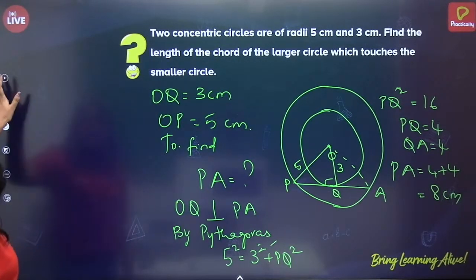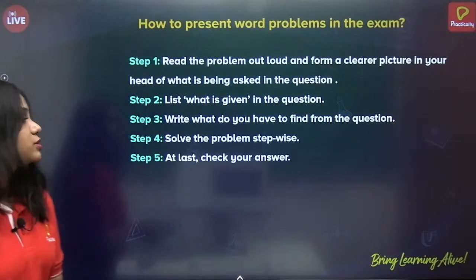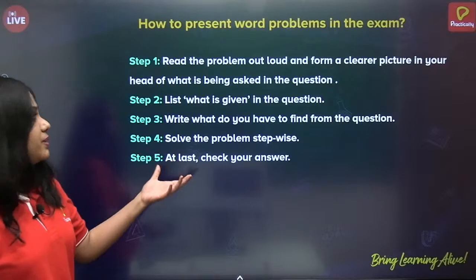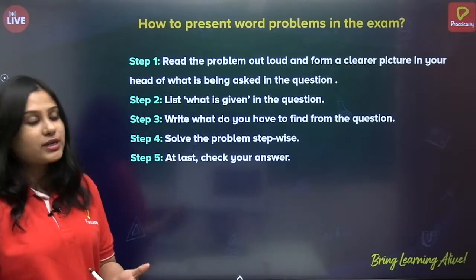Good. Next. Now let us see how to present word problems, okay? Again, I'm just repeating it because you've already seen the other two sessions. I have told the same thing, how to present a word problem.